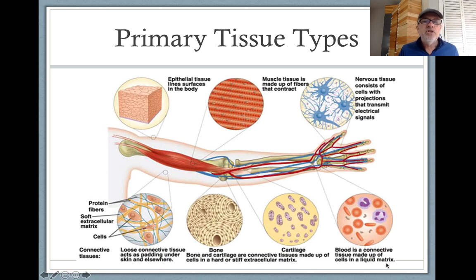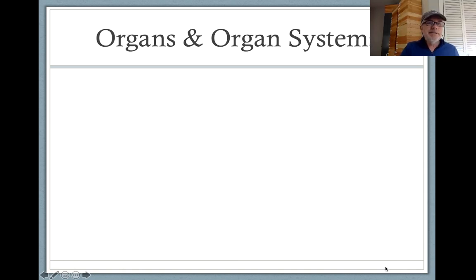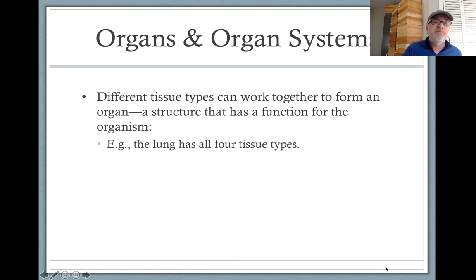Here's a graphic that shows you how the primary tissue types are organized in the arm, and you can see some of this. You can read this on your own later on. Now, lastly, I want to talk about organs and organ systems, and then a little bit of an overview about how they communicate with each other. This is really amazing stuff.